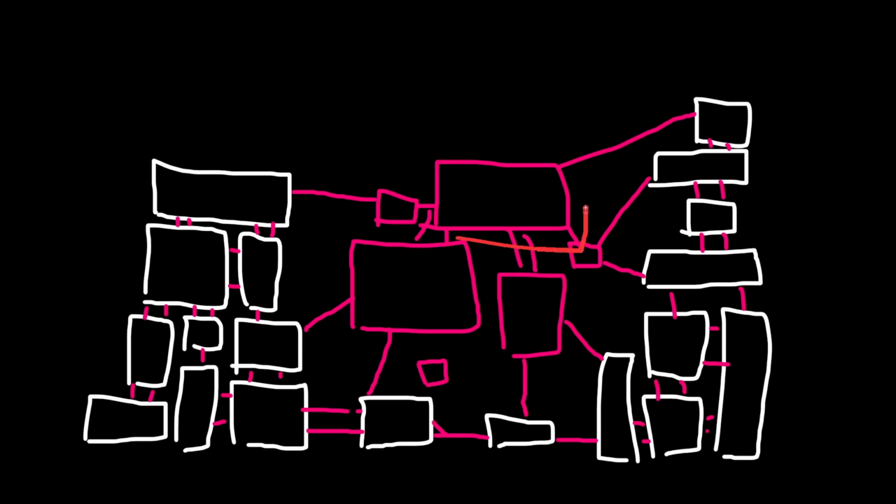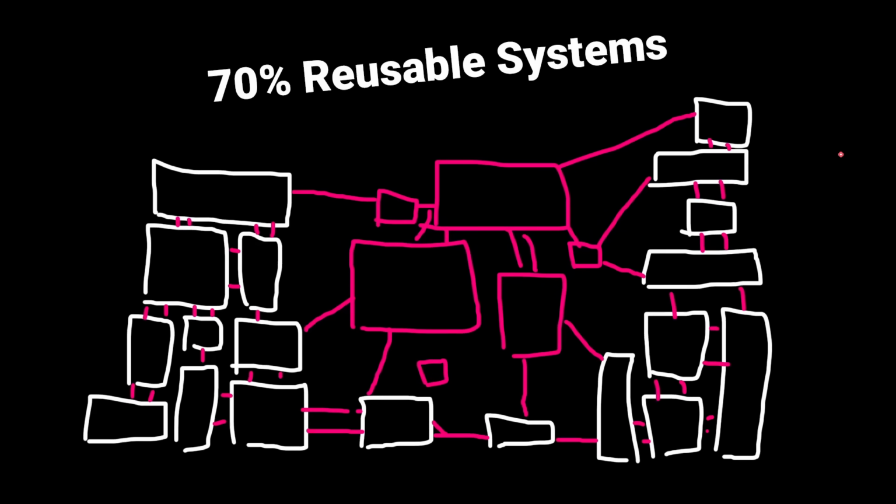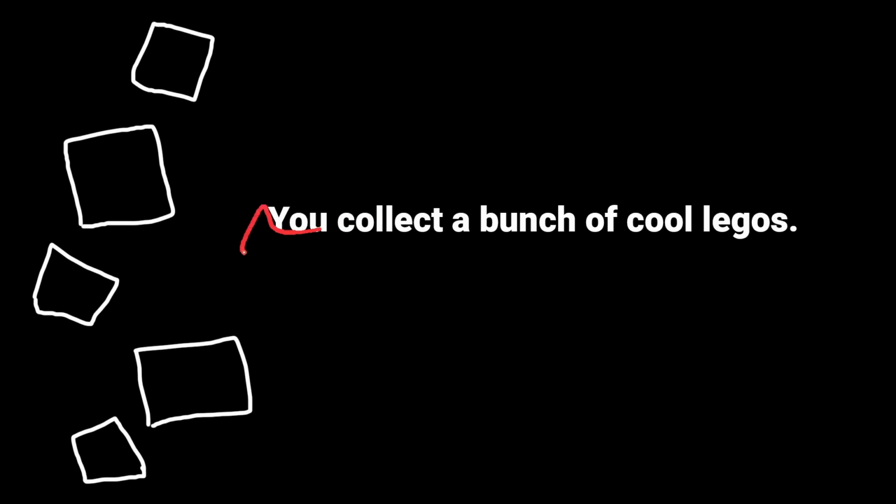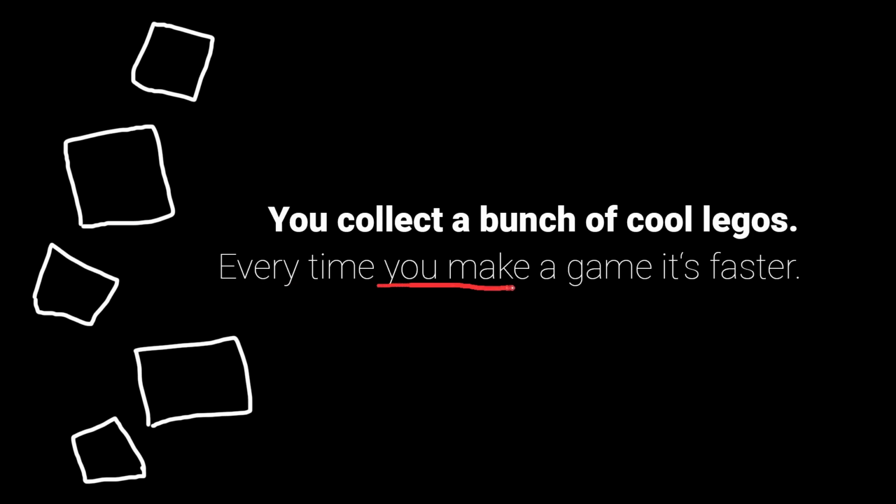Then you probably also need some game managers, like some bigger glue objects essentially that trigger all of your various systems. So 70% of your systems can be reusable bricks, and 30% can be glue systems. If I had to guess, if you do a good job, this is roughly the percentages you can end up with. And you can collect a bunch of cool Lego bricks and reuse them for future projects. Every time you make a new game, it should be faster because you already have more Lego bricks ready to go that you can just drop in and make your next game a lot faster.